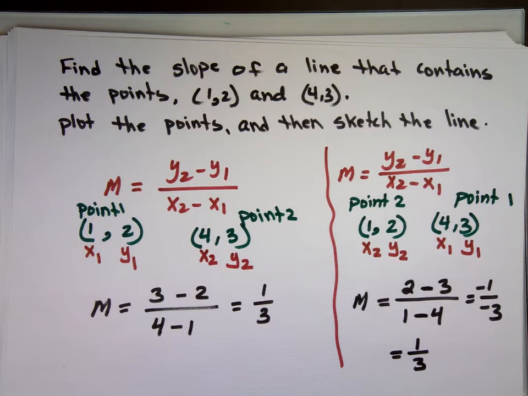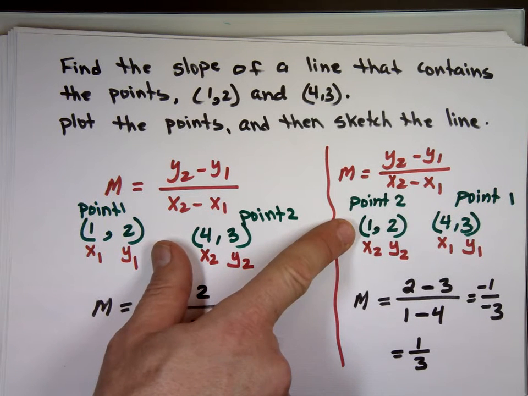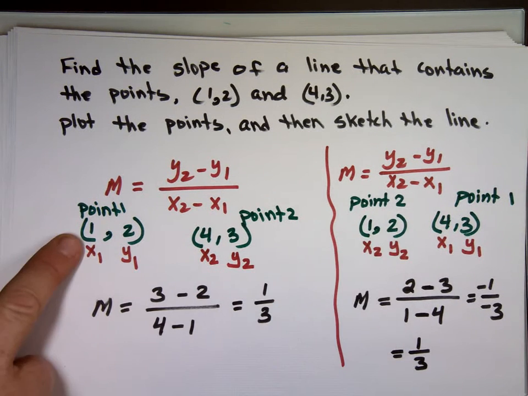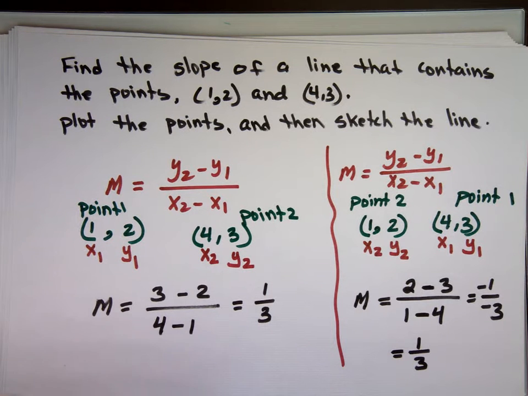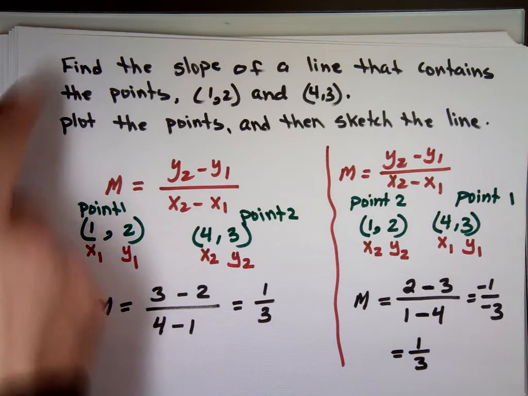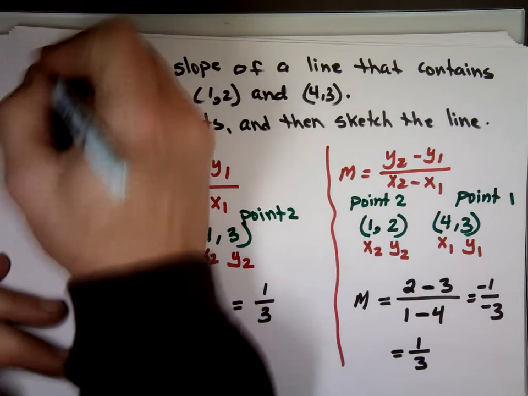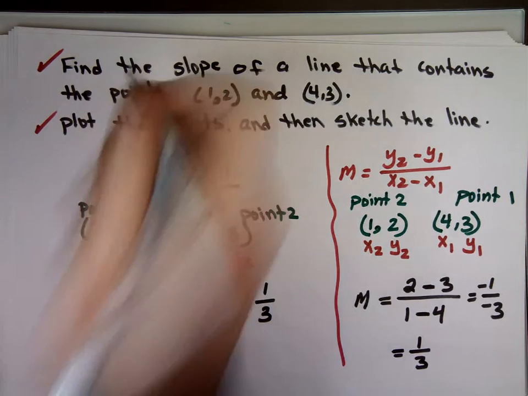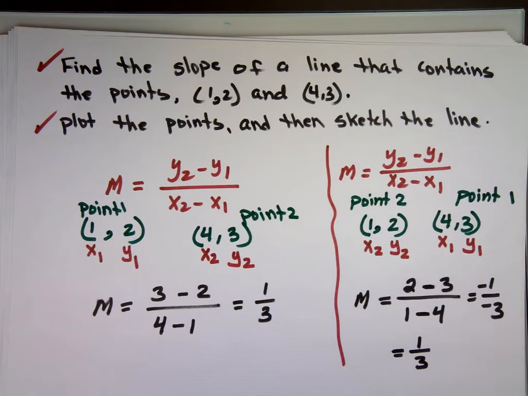So it really doesn't matter which one you call point 1, which one you call point 2. Your answer at the end is going to be the same. The key to remember, the first number is x, the second one is y. Don't flip-flop them. You flip-flop them, you're in trouble there. So we answered the first question, find the slope. The second part of the question is plot the points and sketch the line.